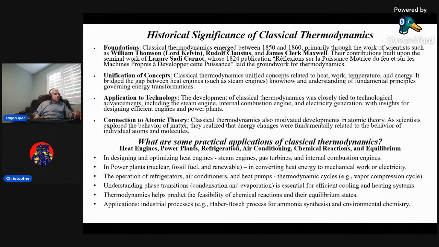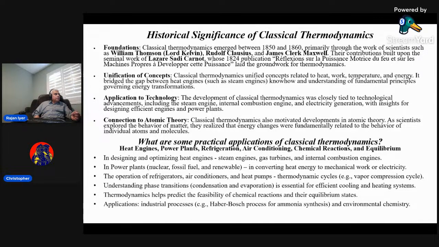Unified concepts relating heat, work, temperature, and at the time of the industrial revolution, it's very, very important, right? Coal-fired furnaces making metals are also heating systems, and also vehicles, transportation systems. Everything was developing at a rapid pace. So they needed to understand how all this worked and also help in the design of better heating systems or engines, things like that.